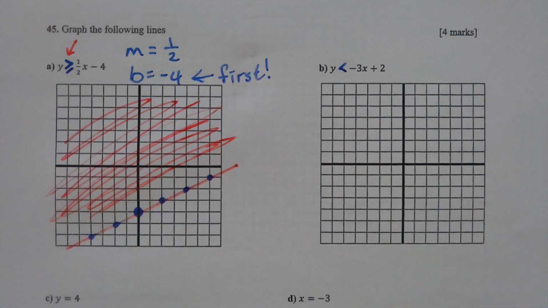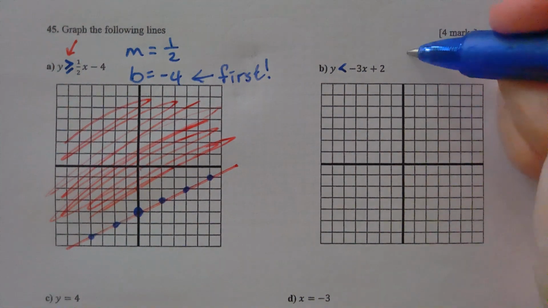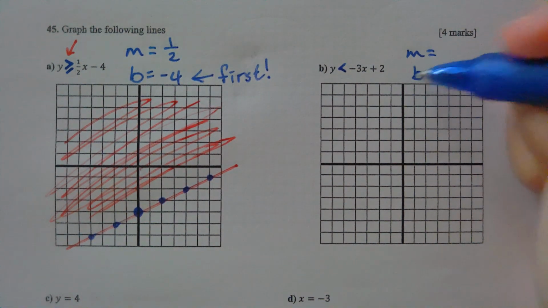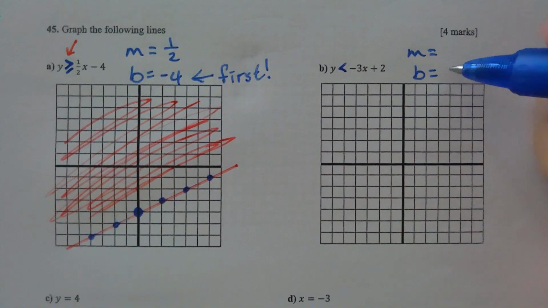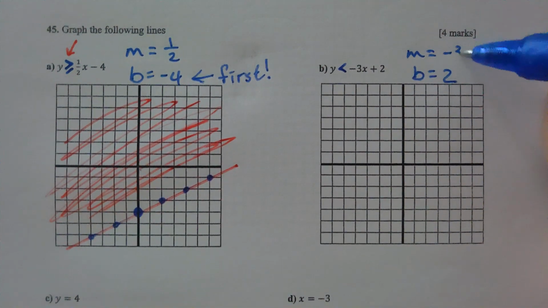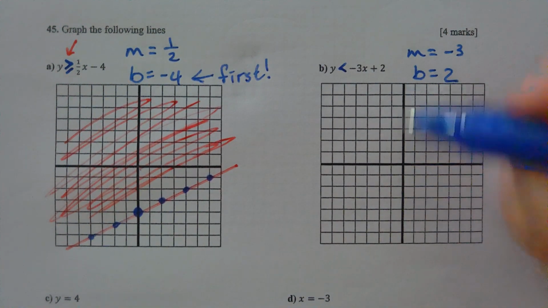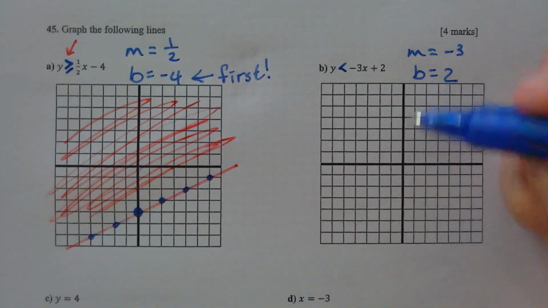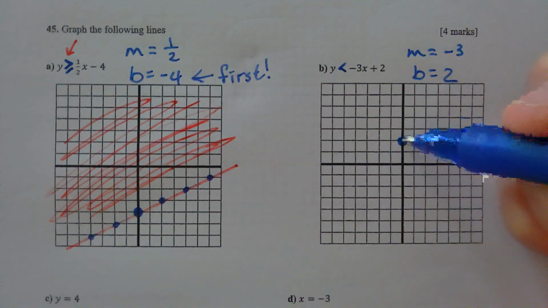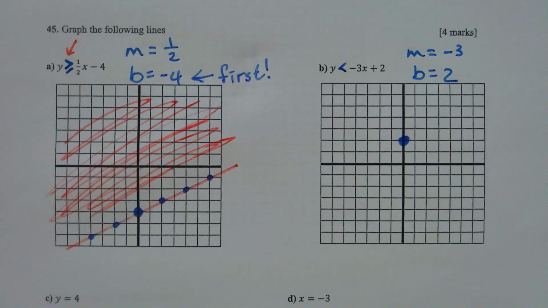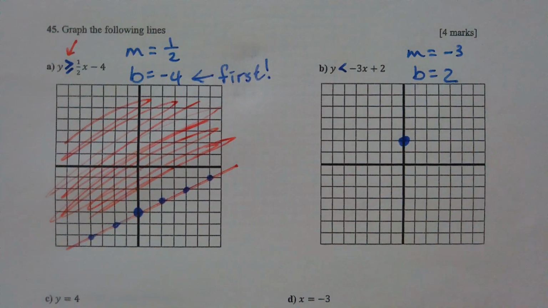Next, same idea. I have to figure out what m is and what b is. So b is 2, m is -3. On my y-axis, I'm going to plot my b, which is at 2. That gives me 1 point. And then my slope is -3. So what does that mean if my slope is -3?